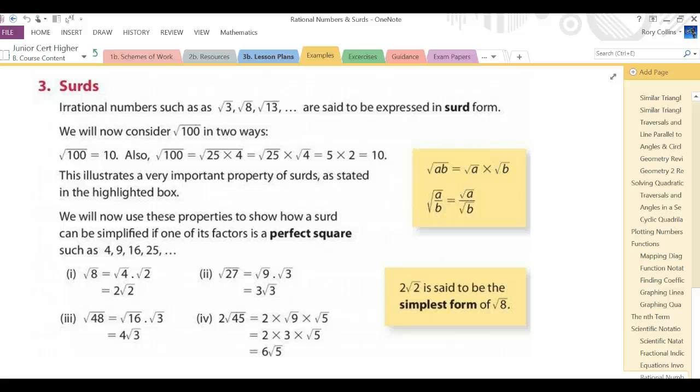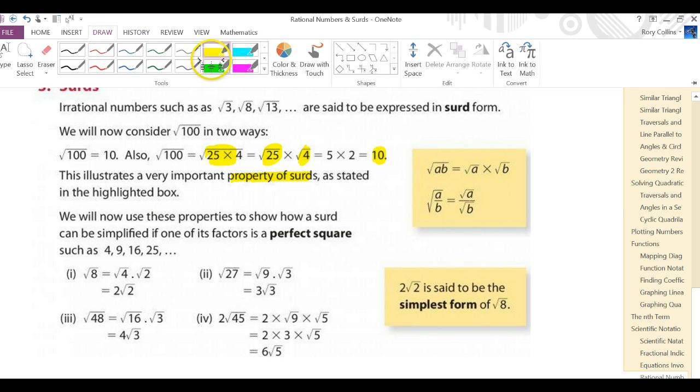We know the square root of 100 is equal to 10. Also, the square root of 100 is the same as the square root of 25 by 4, which is the same as root 25 by root 4. And we know that the square root of 25 is 5 and the square root of 4 is 2, and that equals 10. That's two different ways of finding the square root of 100, and it illustrates a very important property of surds as stated in the highlighted box over here.